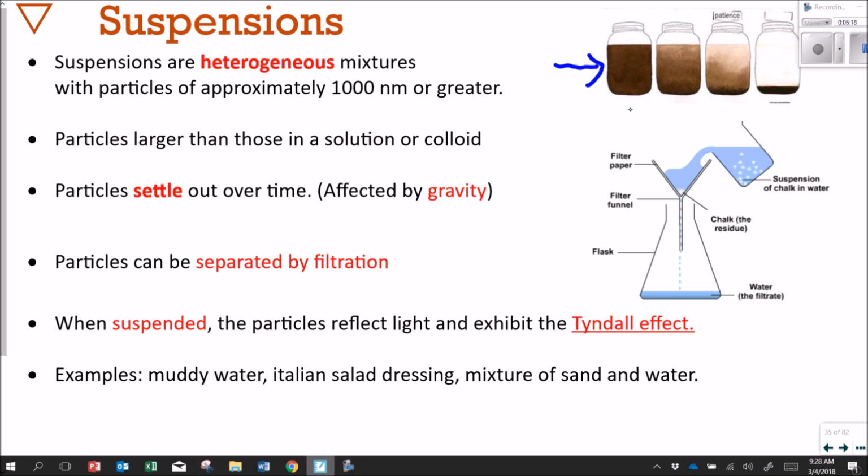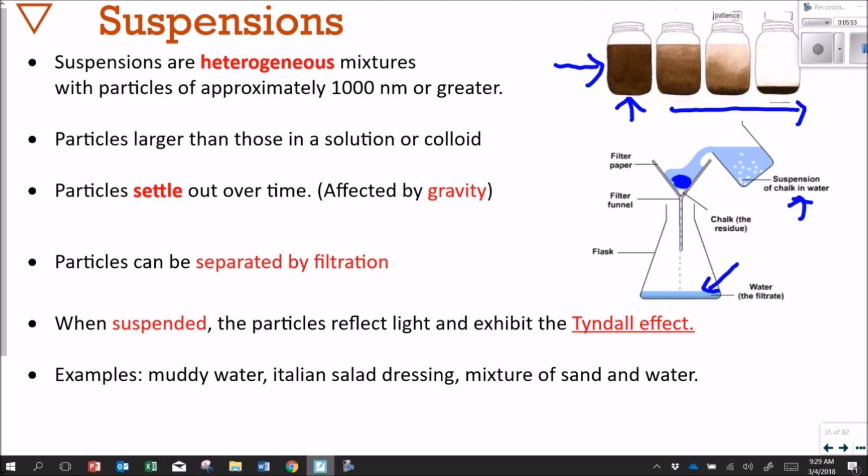The particles are suspended throughout, and as time goes by, they settle out until they are completely settled out in the last jar here. Particles can be separated by filtration. Here we can see a suspension of chalk in water being filtered out. The chalk will stay on top of the filter paper here, and the water, which is called the filtrate, will go through so you can separate it out.